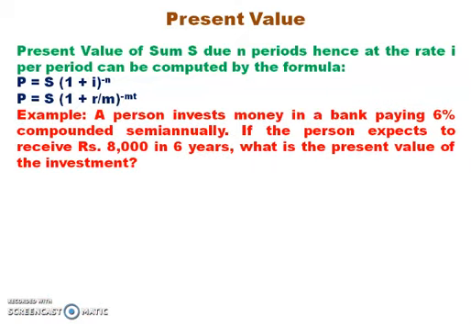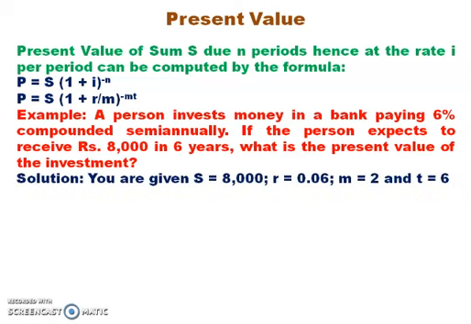Now let us take an example. A person invests money in a bank paying 6% compounded semi-annually. If the person expects to receive rupees 8,000 in 6 years, what is the present value of investment?